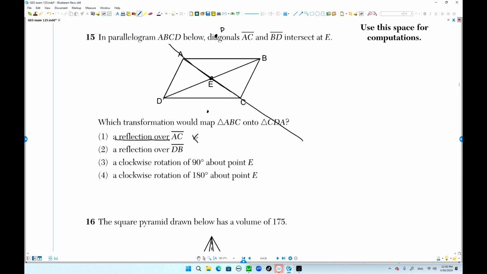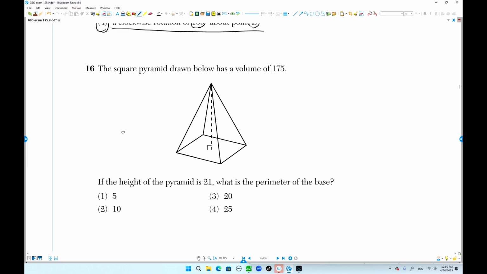Reflection over AB is wrong too, right? Clockwise 90 degrees. Okay, because what? A, B, C, D. This point goes to the opposite side, right? 180 degrees. This point going down over here, okay? That is 180 degrees about point E, isn't it? When you make a 180 degree rotation, this point going over here, this point going over here, okay? Rotation 180 degrees is the answer, okay?